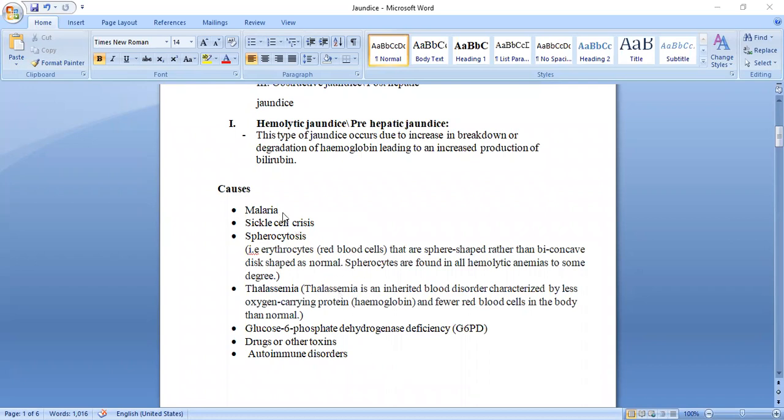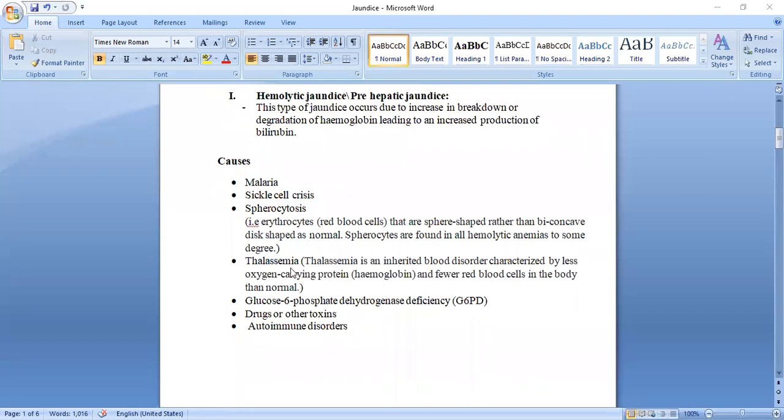These are the causes of pre-hepatic jaundice: malaria, sickle cell crisis. Sickle cell means the RBCs are sickle shaped, so they break down easily. And spherocytosis, in which the erythrocytes are spherical, but normally they are biconcave in shape.